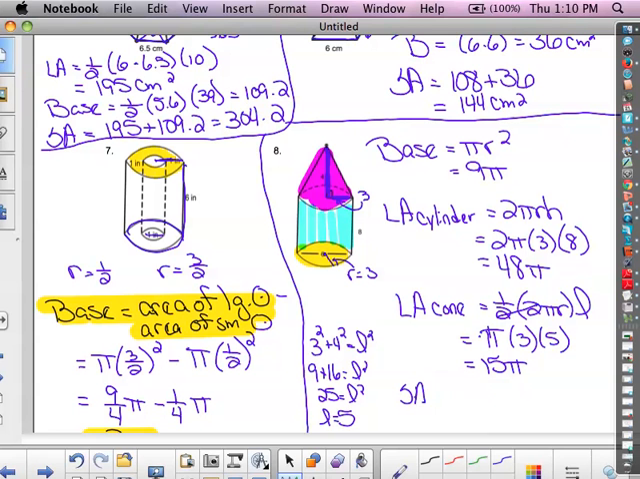Then the total surface area is equal to the one base, 9 pi, plus the lateral area of the cylinder, 48 pi, plus the lateral area of the cone, 15 pi, which is 72 pi units squared. And again, if you don't like leaving it in terms of pi, you're welcome to convert that. That's approximately 226.2 units squared.